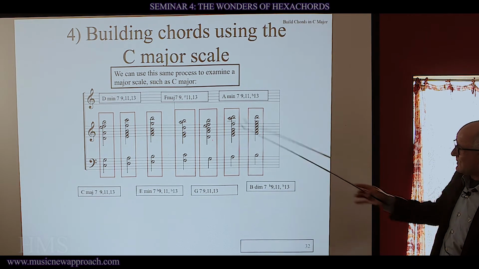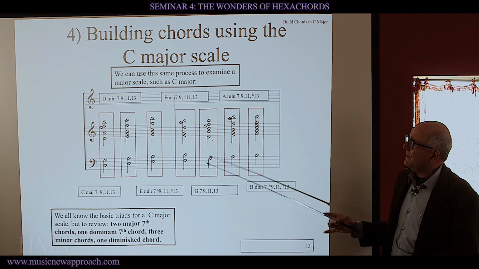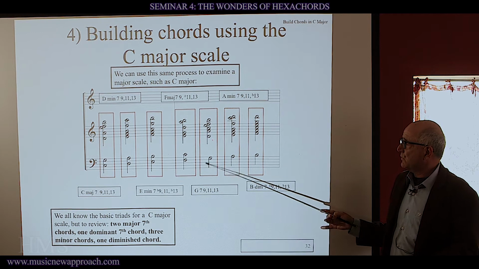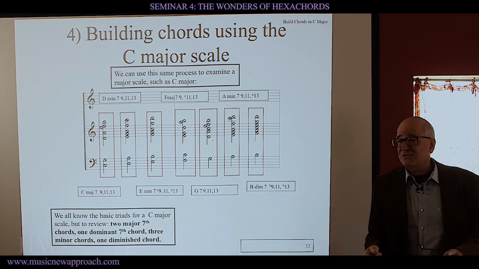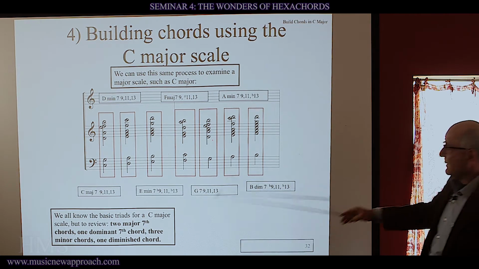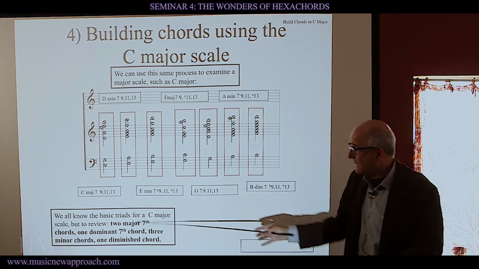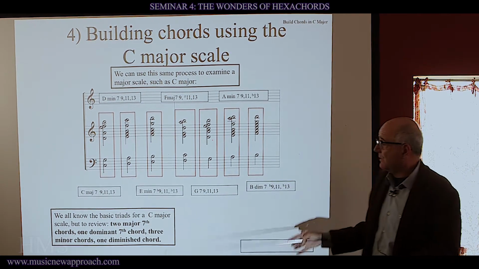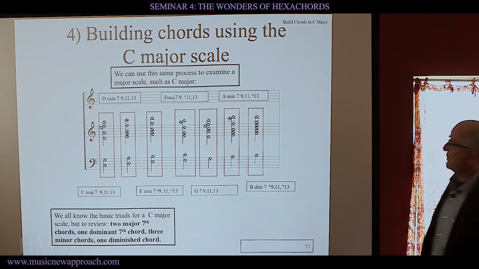So we understand, right? Now, by the way, it doesn't mean that every time you write with these chords, you have to use all 6 pitches or 7 pitches. You don't have to use them all. This just tells you what's in here. So we know the basic triads. We have 2 major 7th chords, a dominant 7th chord, 3 minor chords, and a diminished chord.